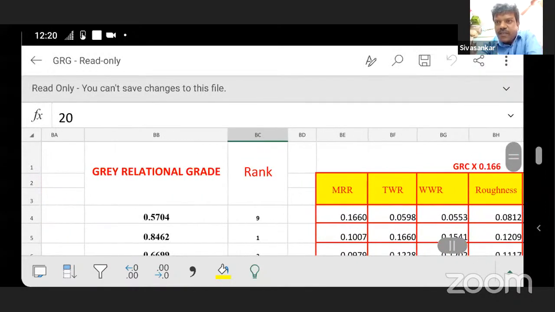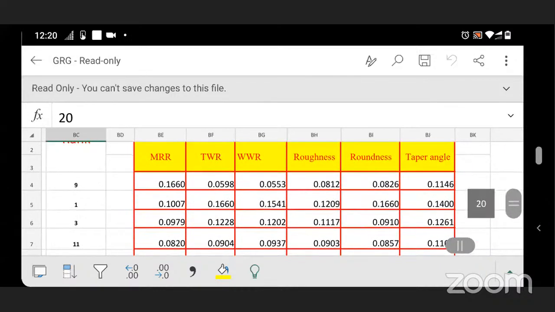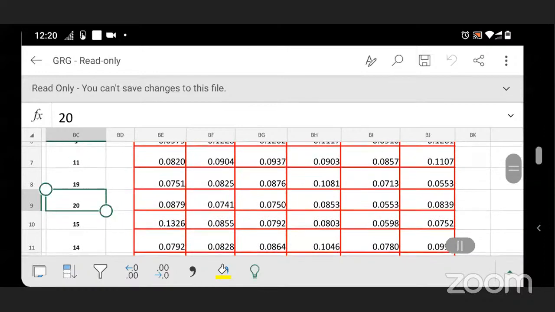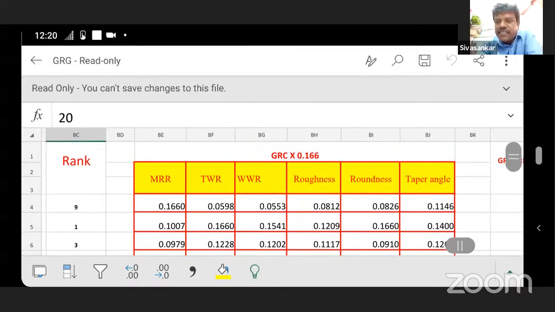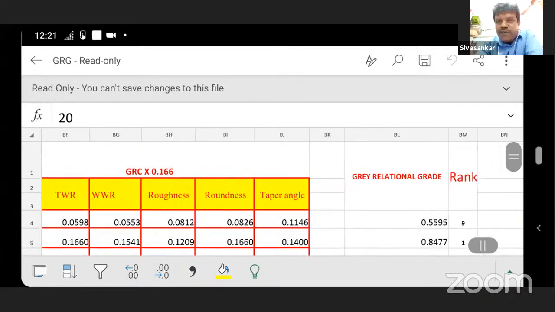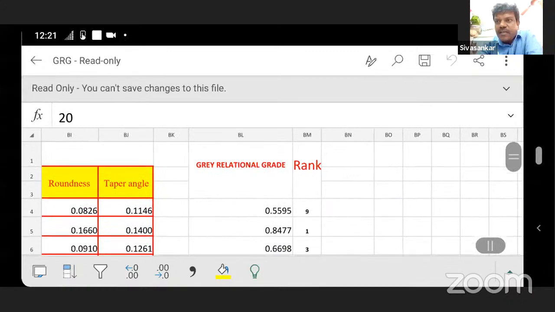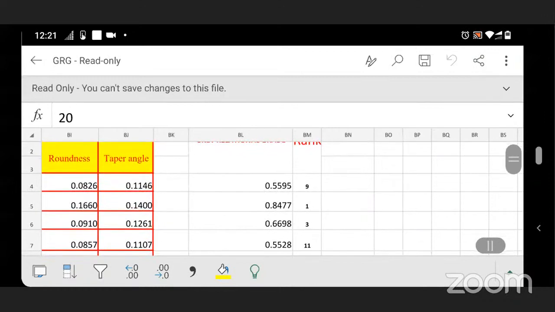Here you see, this is the gradational grade into coefficient into 0.166. Just for comparison, in the previous case, each quality characteristic is multiplied by the weight given by entropy. But in this case, the gradation coefficients are multiplied by equal weight, that is 0.166, right? So now gradation coefficients are calculated. Move, sir, next. Now this is a new gradation grade which is given by equal weight. This is also ranked.